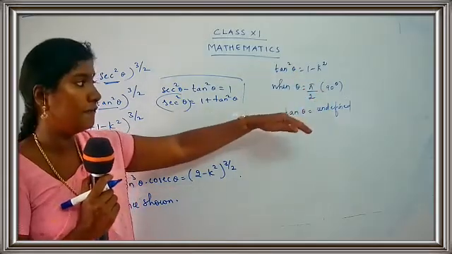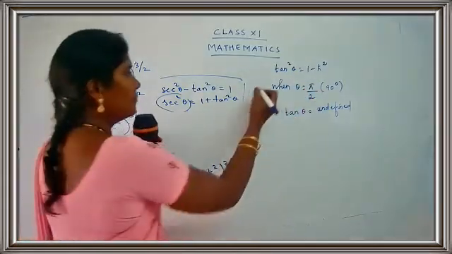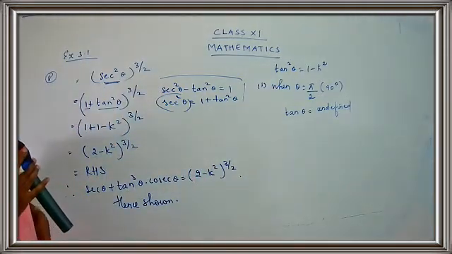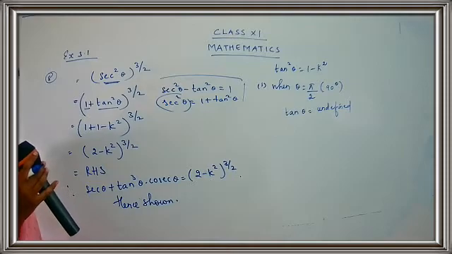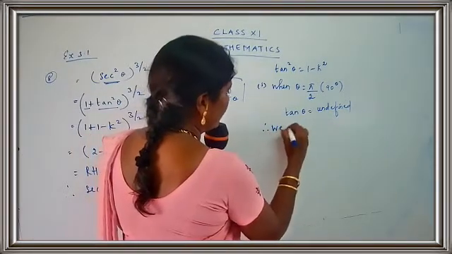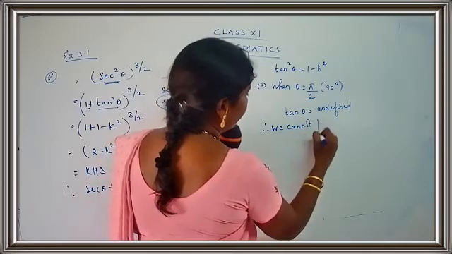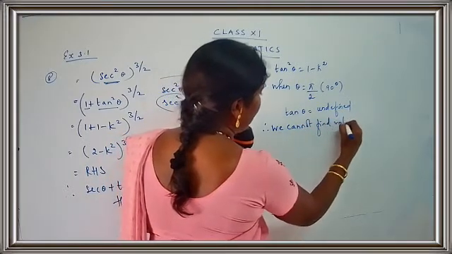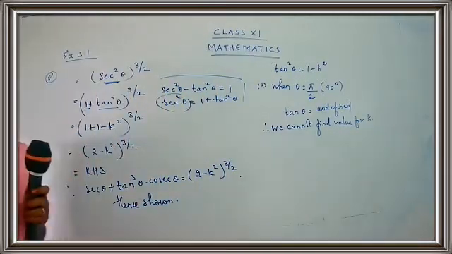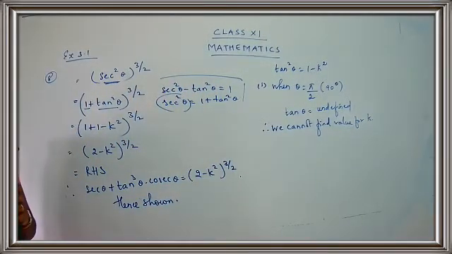But for the first case, it is not possible. Just mention here one, children. So when theta is pi by 2, that is 90 degree, tan theta is undefined. So we can write down, therefore, we cannot find value for k. So you cannot find the value for k. Is this first part clear to you?